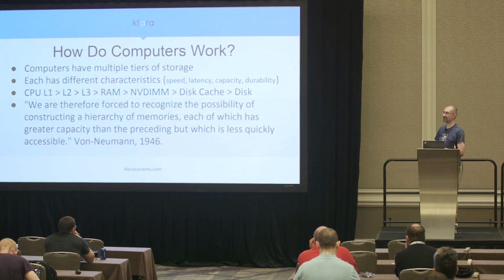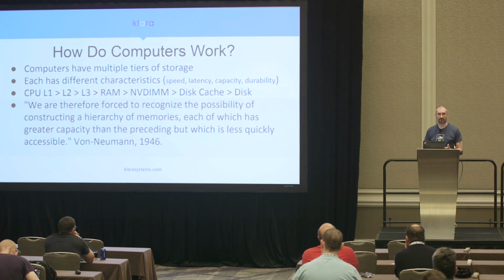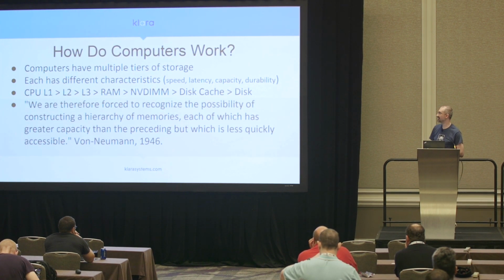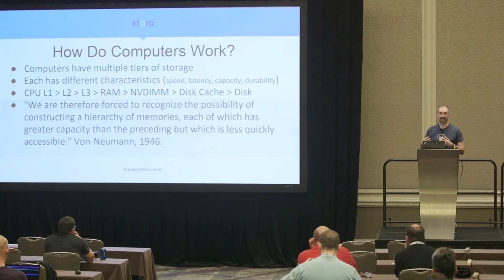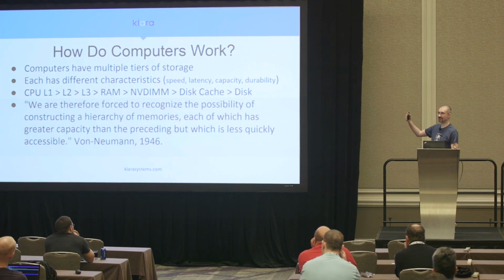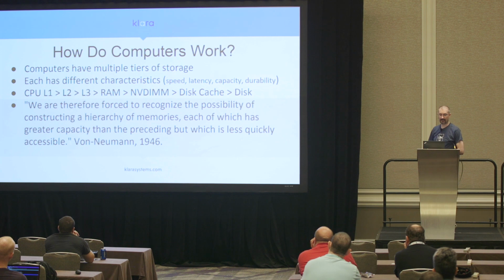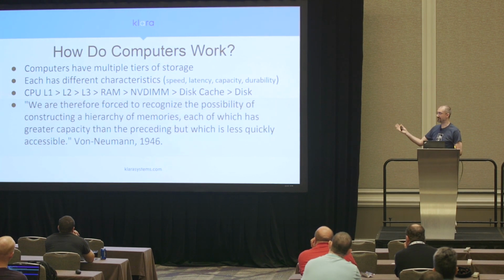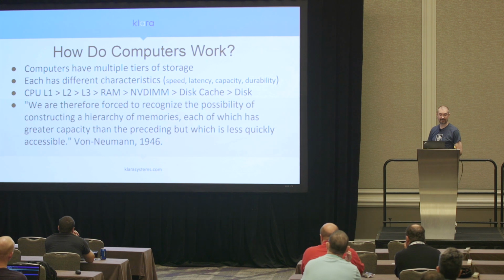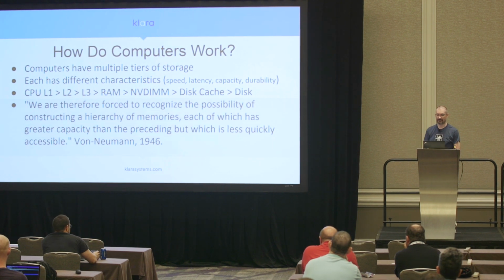But then we get things like NVDIMMs, which is like memory, except it actually retains its content through a power cycle. Or we use disk caches that are fast, and then we get down into slower and slower disks, and then tape, and then the cloud, and so on. So as early as the 1940s, we recognized the possibility that with this hierarchy of memories, each of which, as you go down, gets larger but slower, we can architect a system to take best advantage of that.